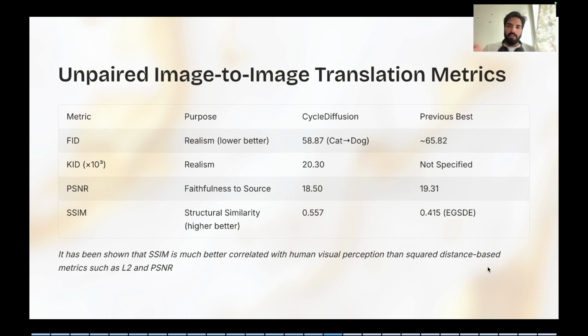Cool. So we can see that for the cycle diffusion, which is the new model, it is showing a better FID, so it is more realistic. Then similarly, KID is shown of 20.30, but it's not specified for the previous model. The peak signal to noise ratio is comparatively worse, but we can see that the structural similarity index is way better than the earlier models. So the authors are arguing that it has been shown that SSIM is much better when we talk about human visual perception than squared based distances like L2 and PSNR.